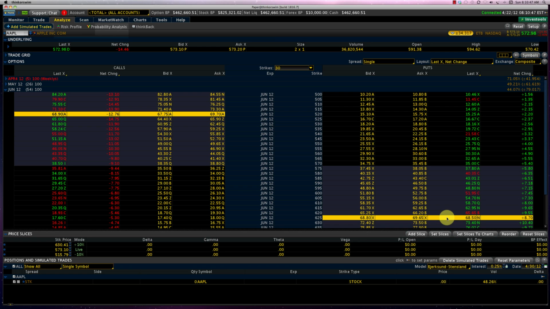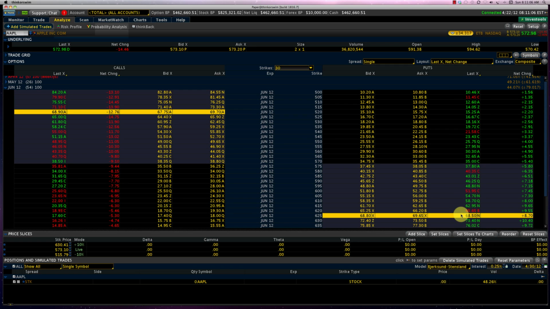Now, why would he give you the right to sell Apple at 625 when the price is at 573? Well, it's very simple. All he's going to do is add the intrinsic value of this option to the value of the option, and that's why you're paying much more for this in the money put option.